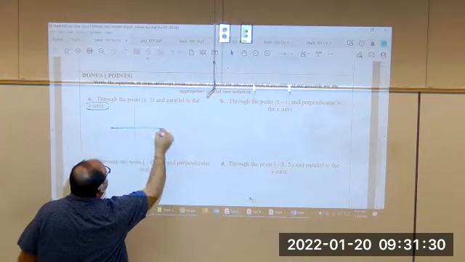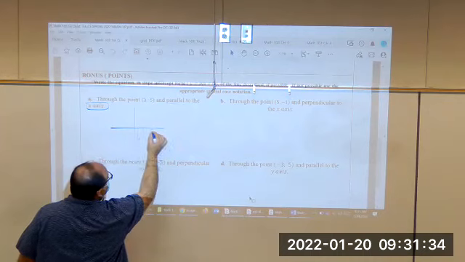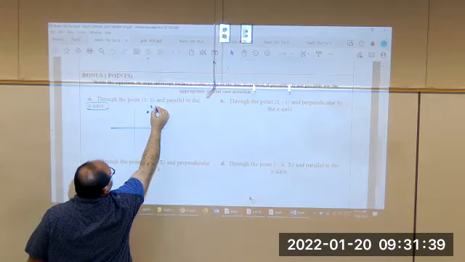(3, 5) is in quadrant 1. So 3 over and then 5 up. So you're somewhere right about there, (3, 5).